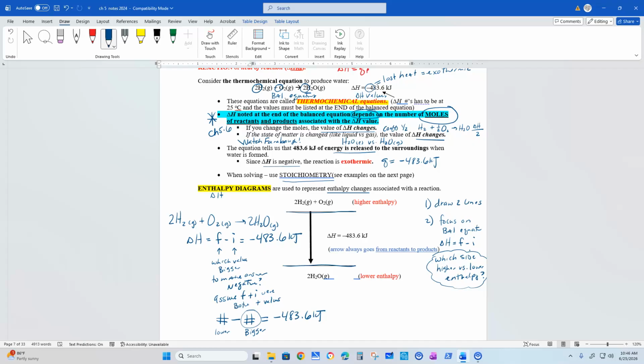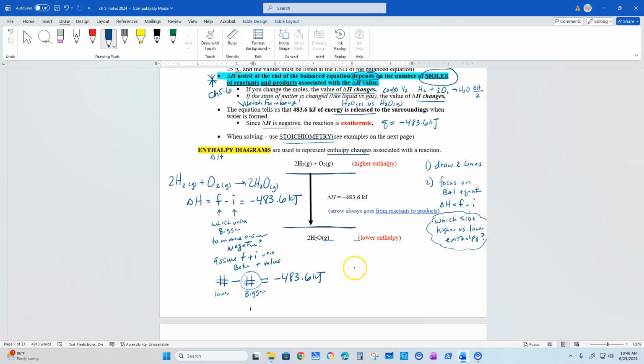So if it's final minus initial, and initial were the bigger enthalpies, the bigger value, that means my initial were my reactants, and the lower, because it's final, are the products. So with students, it's not drawing the diagram, that's the hard part. It's answering this question: which side has higher or lower enthalpy? Because now that I know the bigger value was the reactants, I list the reactants on top.